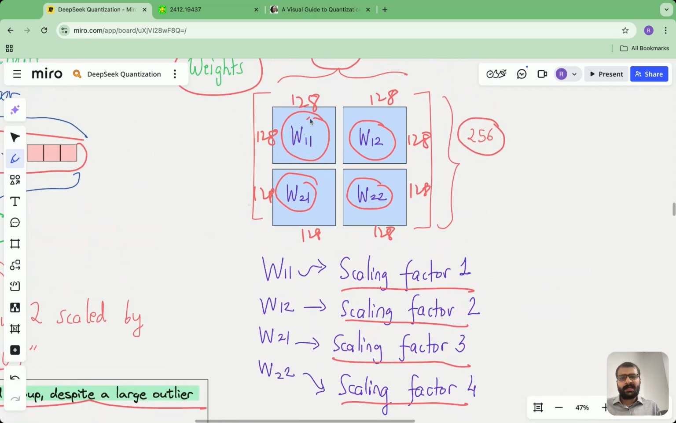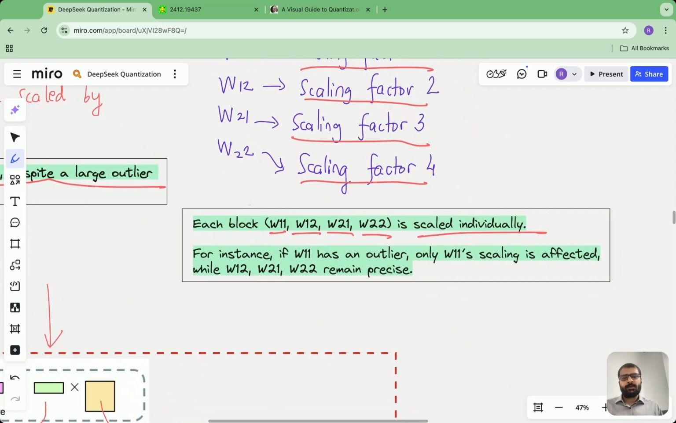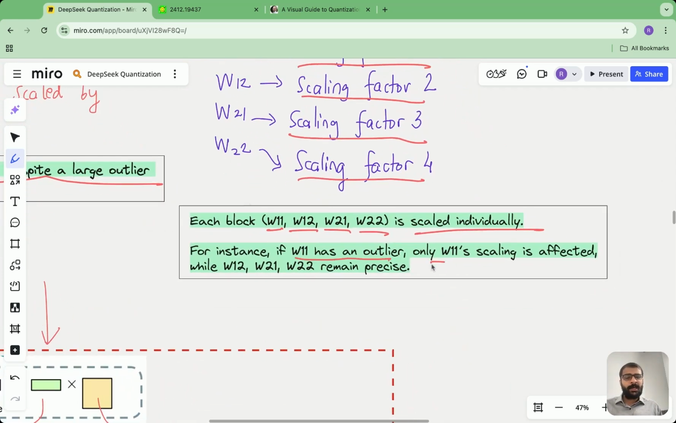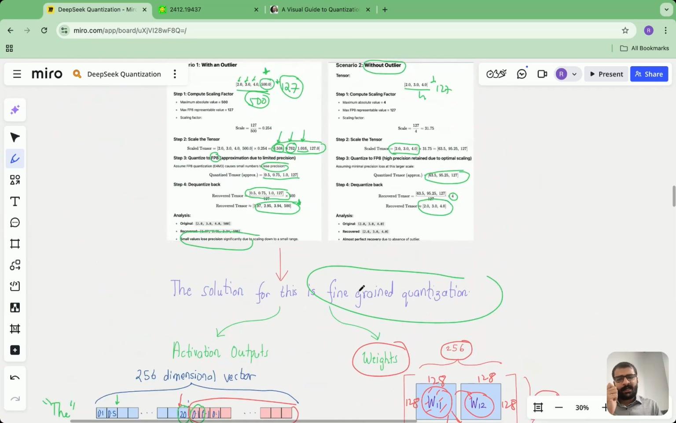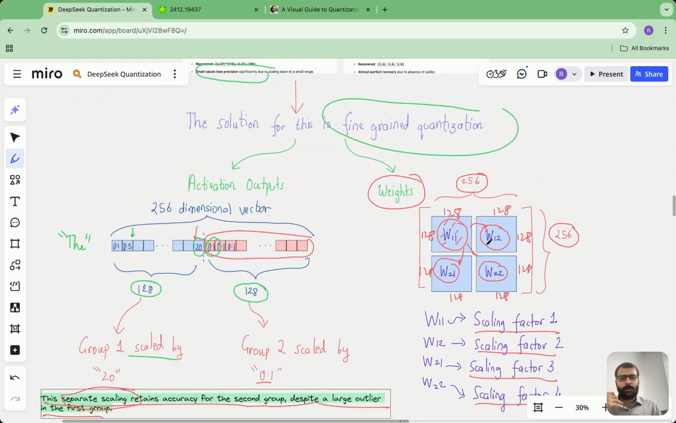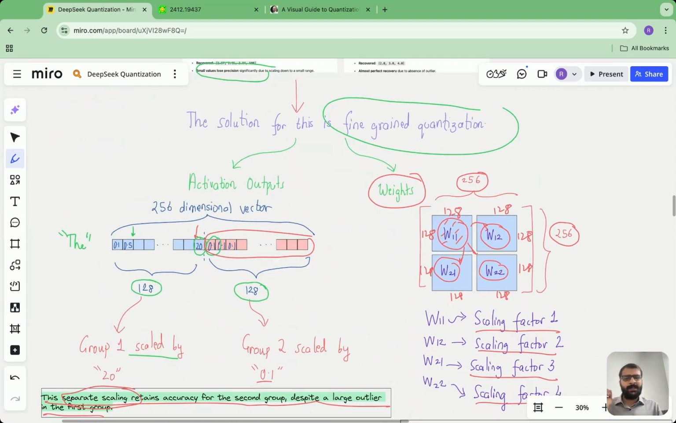So if W11, let's say, has an outlier, it won't affect W12, W22, and W21. Those will be unaffected by that outlier, which is good for us. So if W11 has an outlier, only W11 scaling is affected, while W12, W21, and W22 remain precise. Their precision is not lost. So fine grained quantization, the name seems difficult, but it's actually very simple. You take the vector or you take the matrix, you break it down into chunks, and you have a separate scaling factor for each chunk.